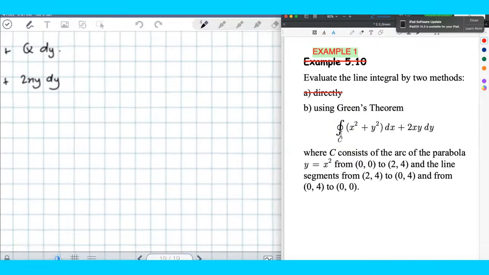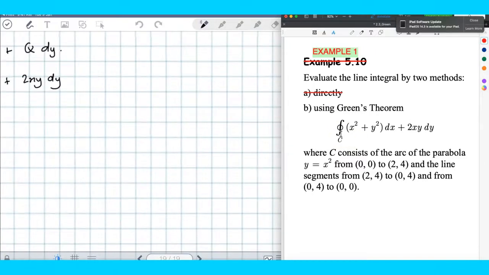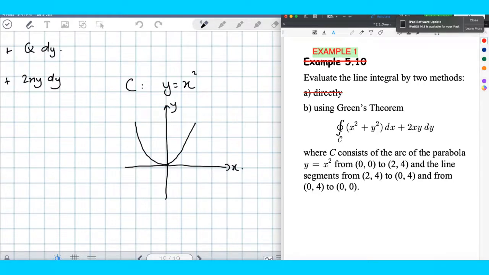So now we want to sketch the C provided. As given, C consists of a part of a parabolic curve and also some line segments. So we sketch the curve first. You've got this y, x. Okay, so now we read one by one.